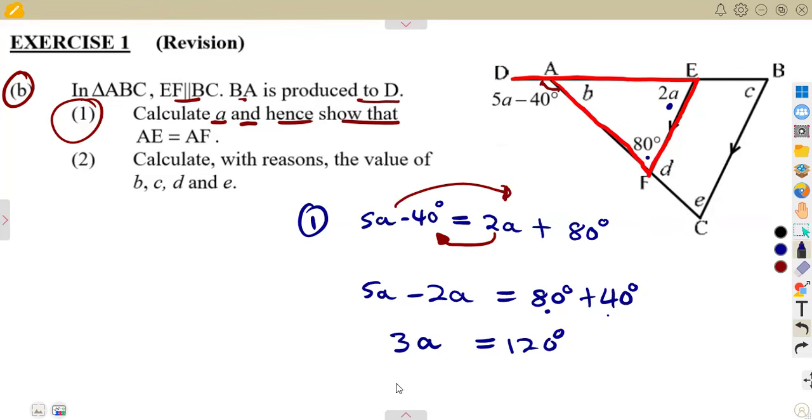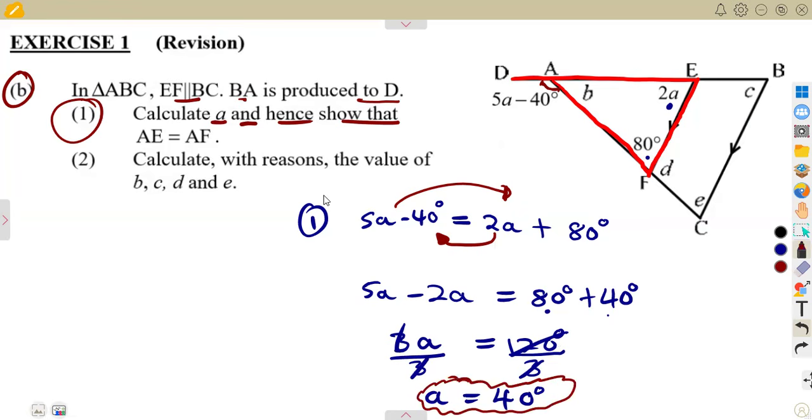Remember that this is an equation, so you can solve for A just like our normal linear equation. You can divide by 3 both sides. Our A is going to be what? 120 divided by 3. From your calculator, you are going to obtain 40 degrees. So this is the value of A which satisfies this condition.